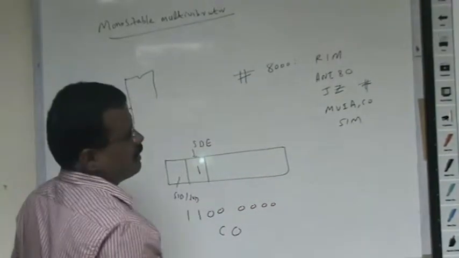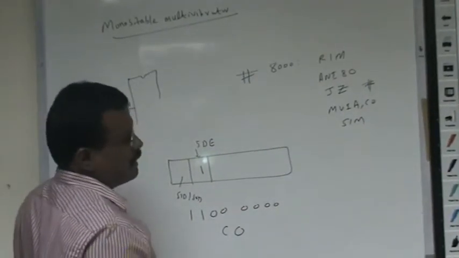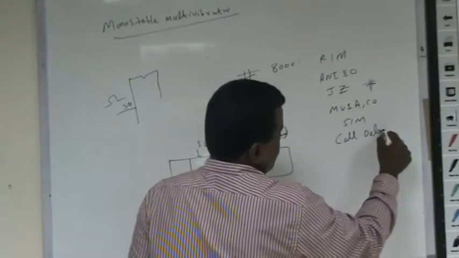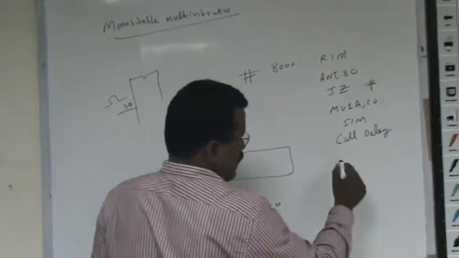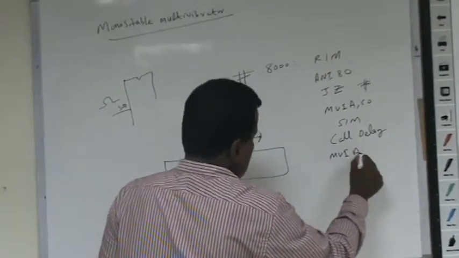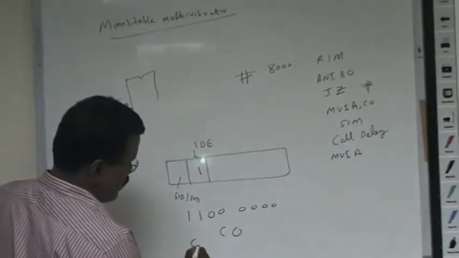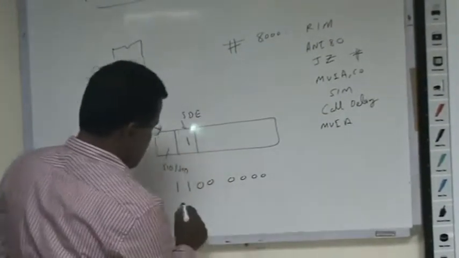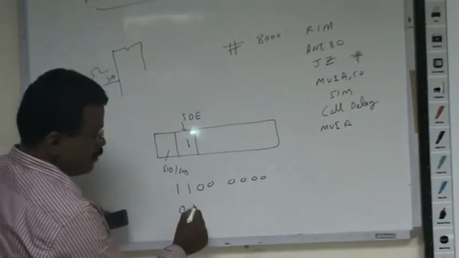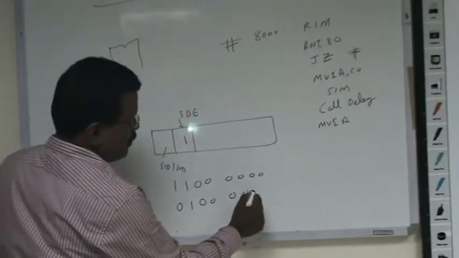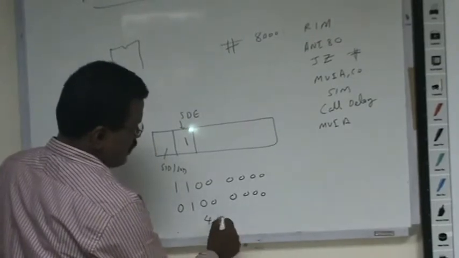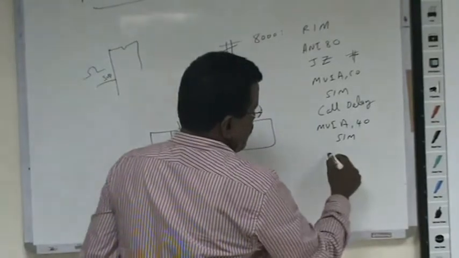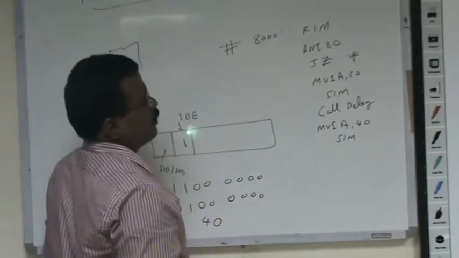So one output pulse will be generated, and again I can call a delay for some time. Then again I can make this pin 0. Again this bit is 0, but the serial data enable will be 1, 0, 0, 0, 0, 0, 0. So the data I get is 40. MVI A, 40, SIM. Again I make it low.